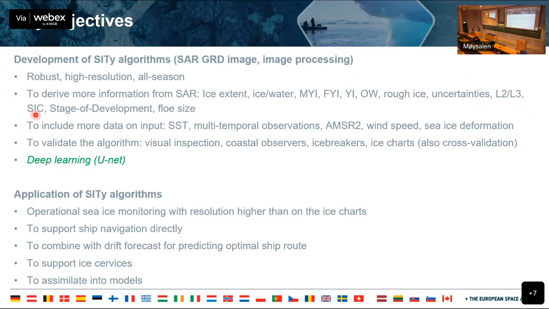Some derive sea ice concentration and not just ice water discriminating. And in addition to stage of development, floe size is also being attempted to be retrieved from SAR. Then authors have a goal to include more data on input. This is sea surface temperature, multi-temporal observations. And I'm not covering here multi-frequency observations because Malin will talk more about that. And then passive microwave and wind speed and sea ice deformation, it all goes to the input.